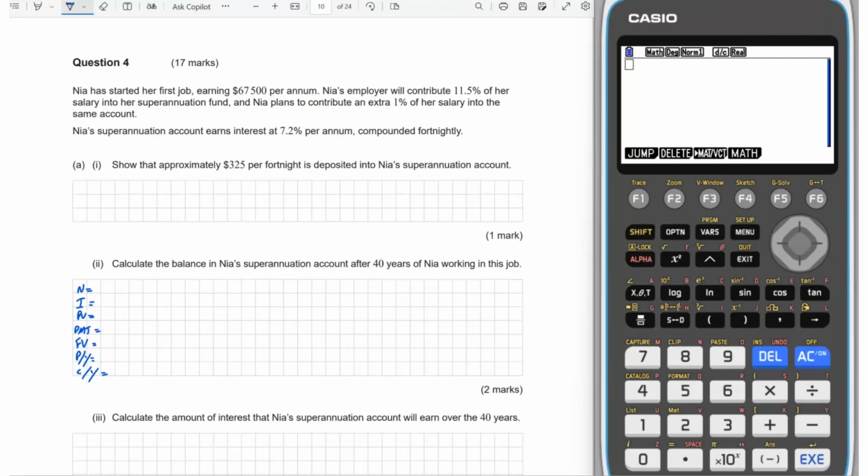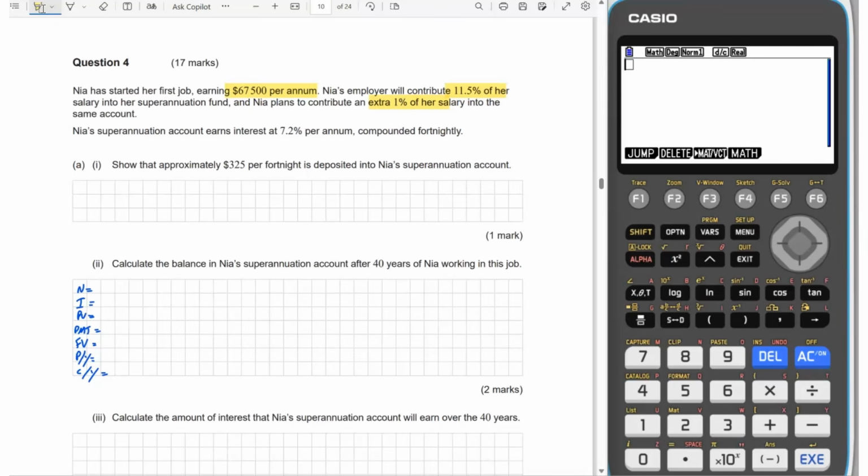Okay, so question 4 is a financial question. It's got some superannuation, some pension annuity, and then inflation in it. So 17 marks. Okay, we're starting off with Nia. It's her first job. Now we're going to highlight all the important information here. So it's $67,500 per year is what she's earning. Her employer's going to put in 11.5% into her super, but then she's going to pay an extra 1% on top of that into the same account. Okay, so they're the important bits for now.